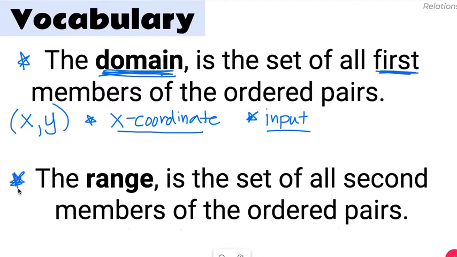Now the range is the set of all second members of the ordered pairs. So for the range, we're actually looking at the second number, so that would be the y coordinate.